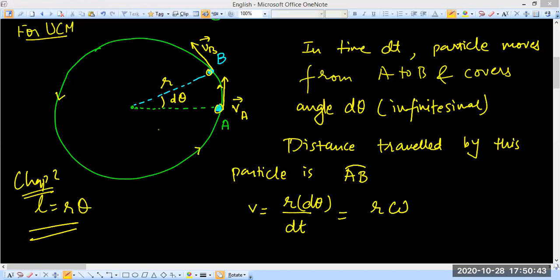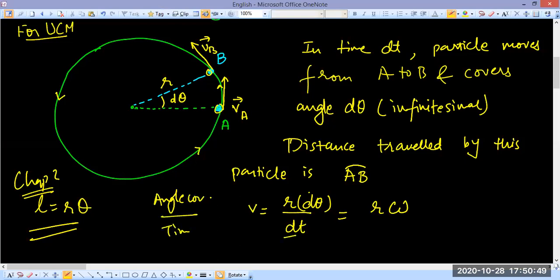See, d theta means angle covered, and if we divide that by time interval, then what we are getting is angle covered per unit time.